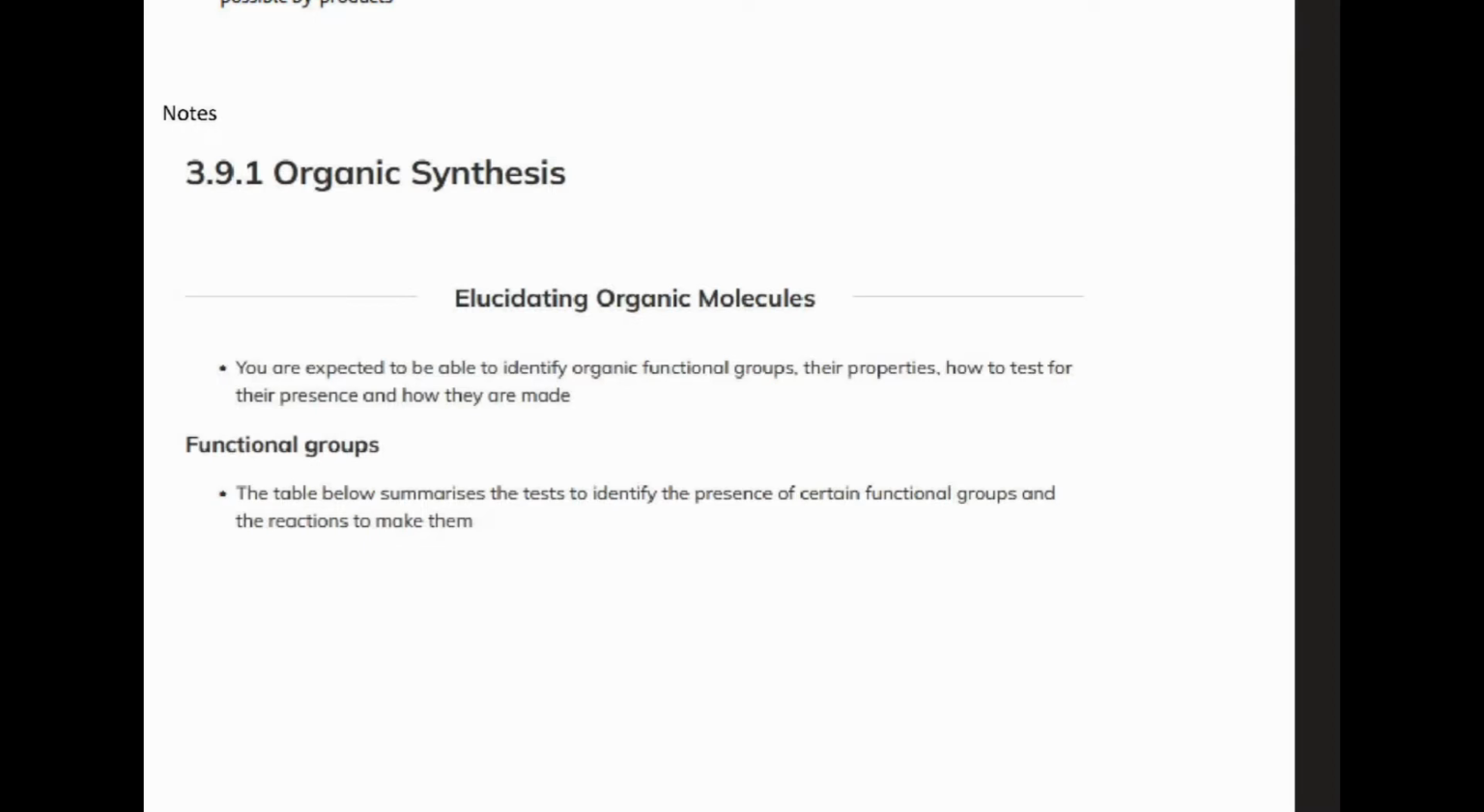Okay, so we start from functional groups. The table below summarizes the tests to identify the presence of certain functional groups and the reactions to make them. Make sure you know what a functional group is. A functional group is the structure in the molecule that is involved in chemical reactions. For example, for alkene, the functional group is the C=C double bond, because this is involved in chemical reactions.